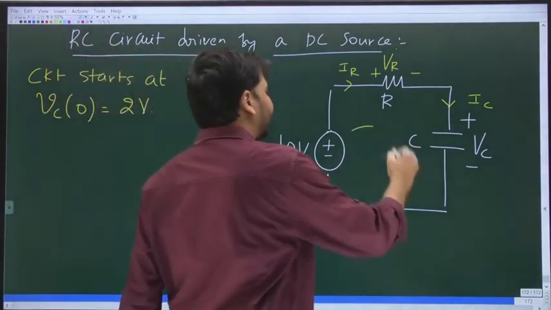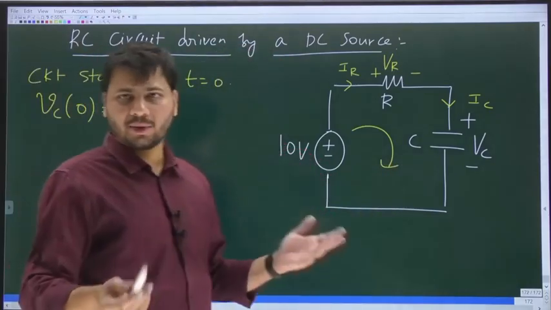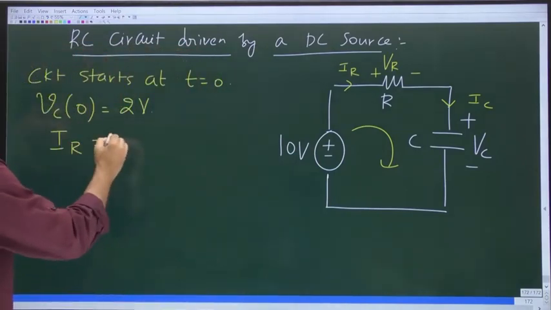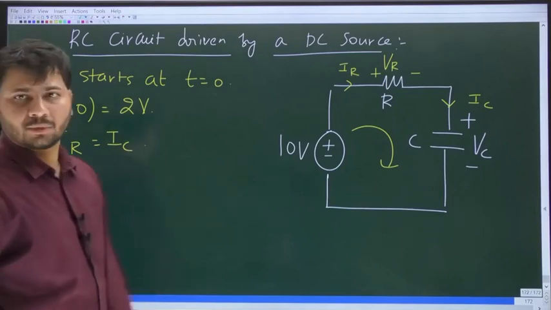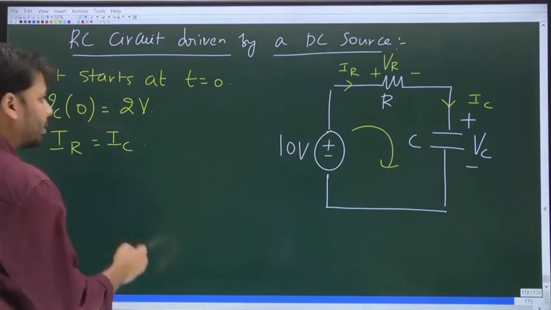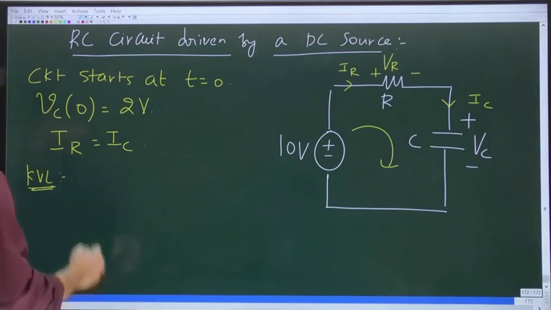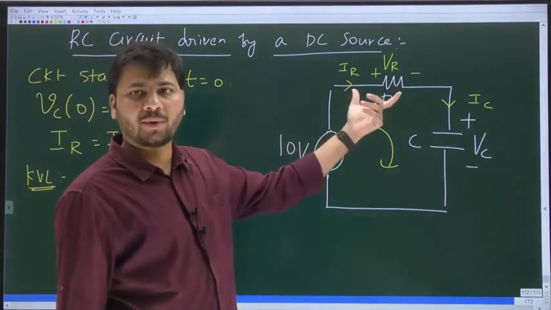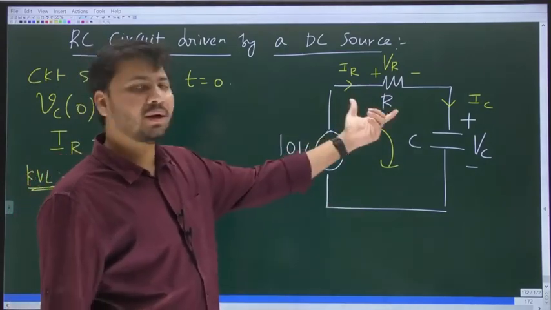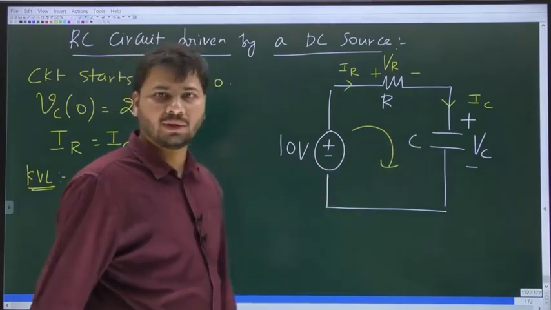Now, is it not a single loop circuit? In a single loop circuit, all elements are in series, so they have the same current. Having the same current means IR equals IC. Now, if you write KVL around this loop, you get 10 volts equal to the drop across the resistor, which is VR, plus the drop across the capacitor, which is VC.